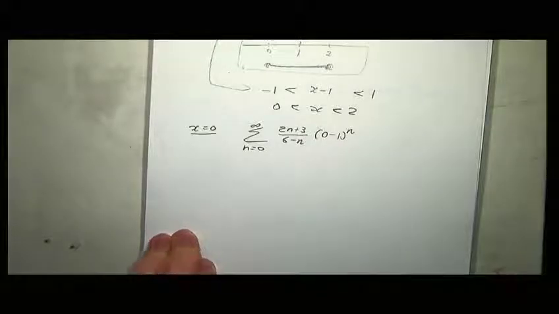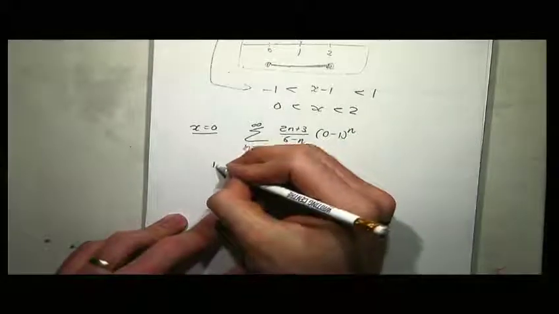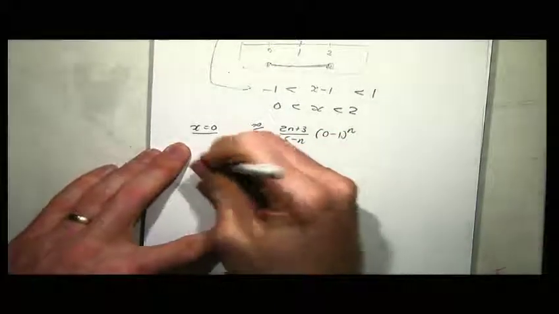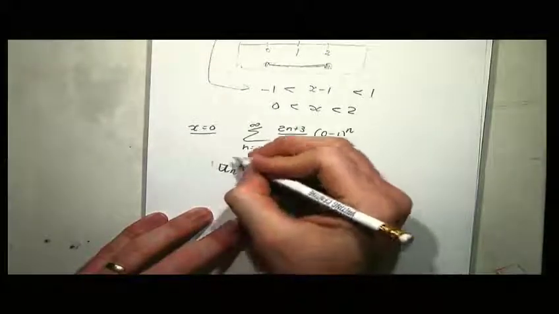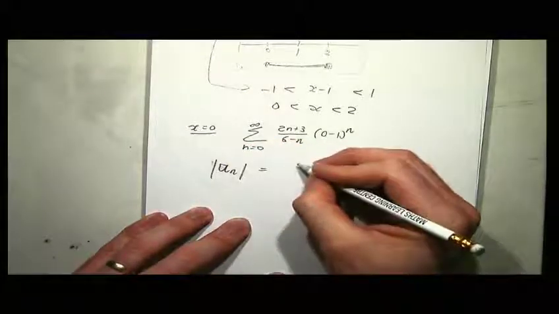Well, the first rule of testing if series converge is to see if the individual terms go to 0. And if the individual terms don't go to 0, then it doesn't converge. So the limit, so just do the absolute value of a n all by itself.